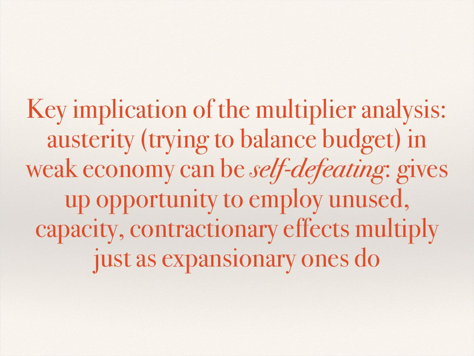So the key implication of the multiplier analysis is this. Austerity, trying to balance the budget by cutting spending and/or raising taxes in a weak economy, can be self-defeating. It just makes things worse without effectively improving the government finances. It gives up the opportunity to employ unused capacity, and the contractionary effects multiply, just as expansionary ones do. So Keynes steps through an example where the government is expanding its spending, but of course if the government is reducing its spending or taking in more in taxes, you could do the whole argument in reverse, and the contractionary effects multiply just as the expansionary ones do.